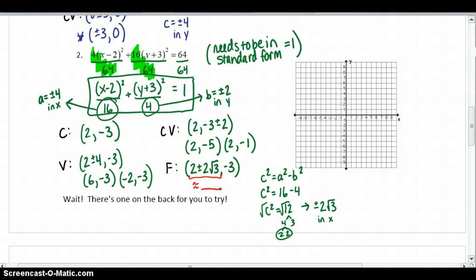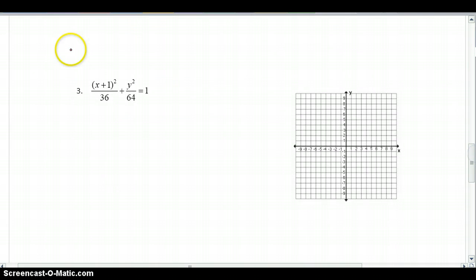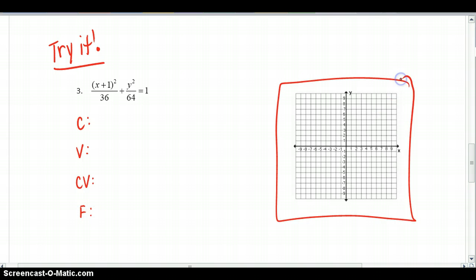But go ahead and plot those points, and then as you can see here, there's one on the back for you to try as well. So if you flip it over right here, I want you to try this one also. Alright, make sure you give me that center, the vertices, the co-vertices, and the foci. And then see if you can do that graph also.